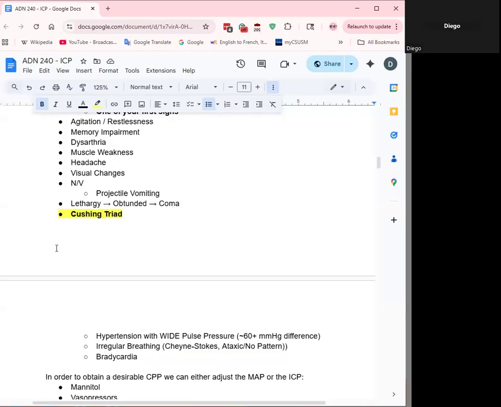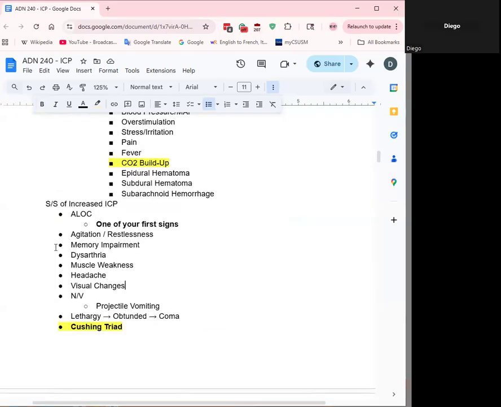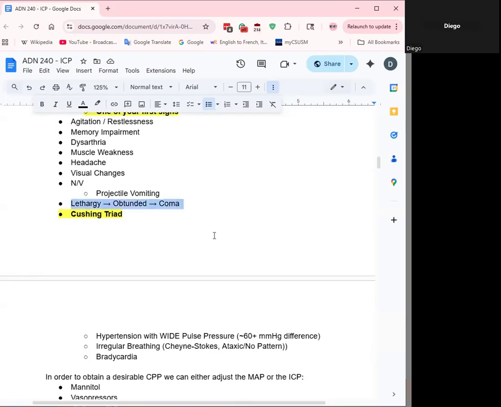And then we also mentioned the drowsiness and the vomiting, visual changes, personality changes, and dysarthria, meaning difficulty speaking due to muscular weakness. One of your first signs is going to be your altered level of consciousness. So that's going to be a big one. Agitation and restlessness come with the territory, then the level of impairment: lethargy, a little bit of tiredness, obtunded, getting difficult to arouse, and then coma, unable to arouse.